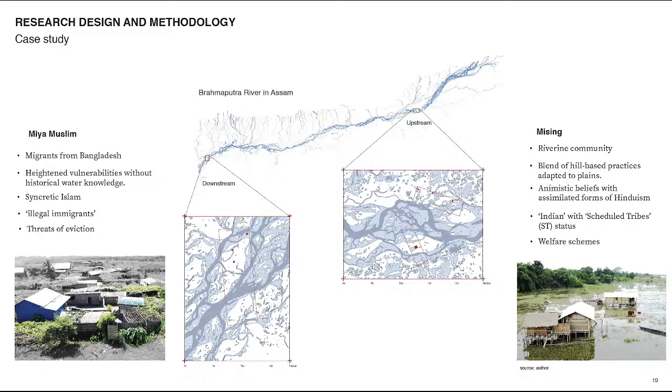And of course, in both populations there were also very different vulnerabilities, because the Missing, as a riverine community, had a very historic knowledge of dealing with water, while in the downstream case they were more like people who had migrated from Bangladesh. So they had a very different way of dealing with the river when they suddenly had to deal with it. They didn't have that kind of historic knowledge of dealing with floods and the seasonal landscape.